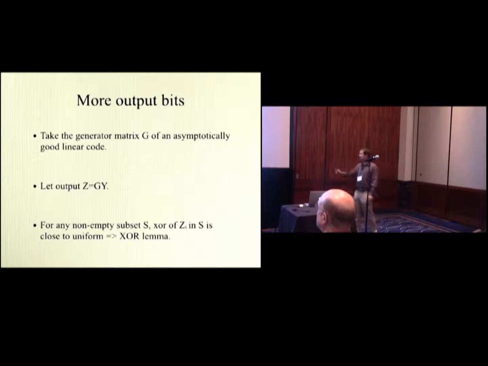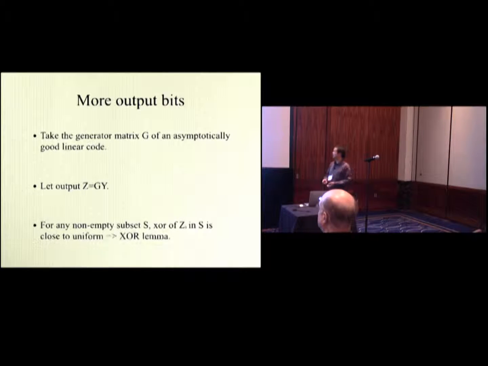And now what we can do is just use the XOR lemma. The XOR lemma tells us that if you have a bunch of random bits where the XOR of any non-empty subset is close to uniform, then you can show that these bits are actually close to uniform themselves. So you just choose the parameters correctly, and you get that the output Z here is close to uniform itself.